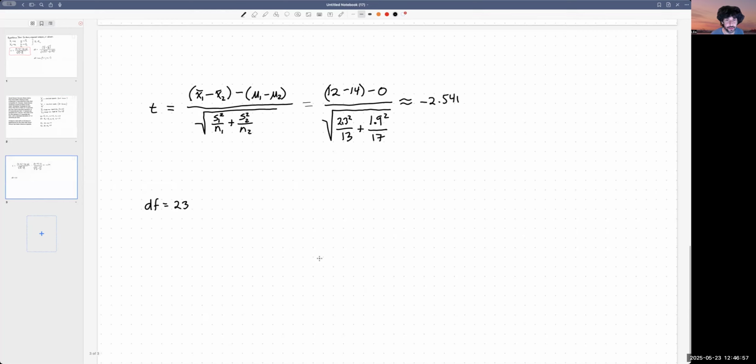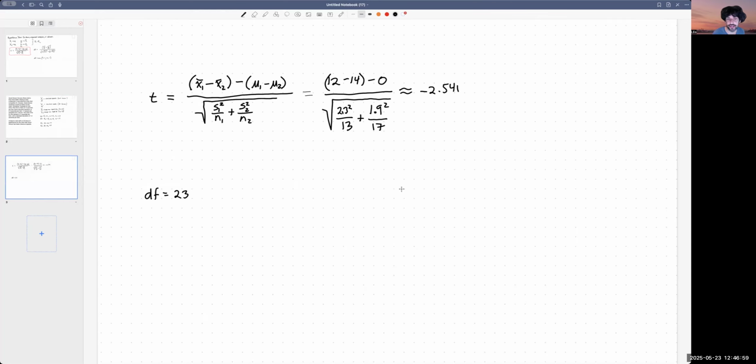Now it's just like testing with any hypothesis test, whether we're doing one mean or two means. I can compute this using a student's t-distribution calculator. What's the probability of getting a t-score less than or equal to negative 2.541? I used a calculator and got 0.009. Note that this is less than 0.05, which was our level of significance.